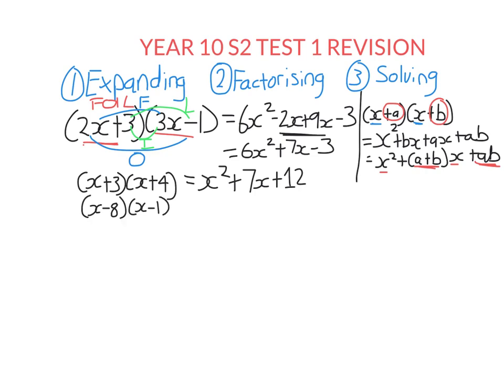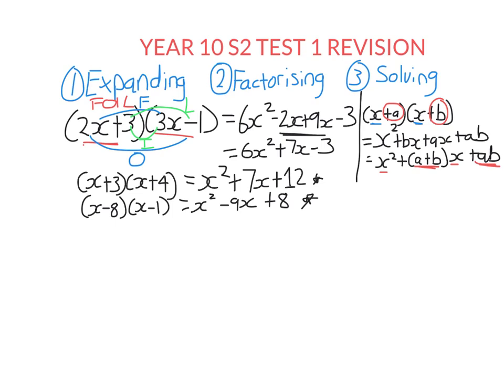If I have something like x minus 8 times x minus 1, x squared. Minus 8 plus minus 1 is the coefficient of x. Minus 8 times minus 1 is the constant term. So we would get these answers if we used FOIL. We just did it in a quicker way.